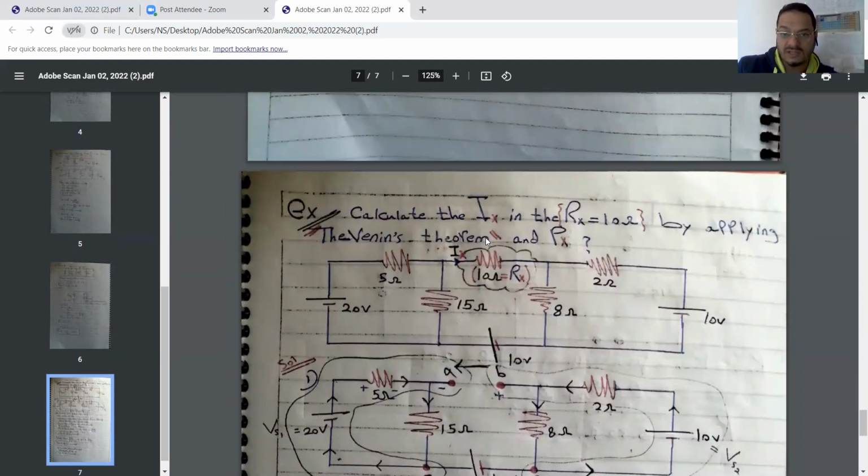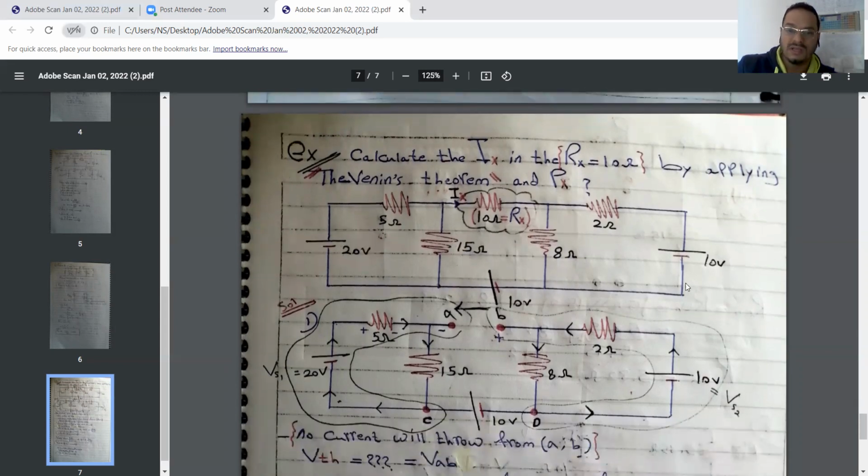Here we have another example. Calculate the IX in the load RX equal to 10 ohm. By applying the Thevenin theorem, at first we will ignore this load, this device, and put here A and B. After that, we will have just two independent voltage sources, and all of them will be open circuit. After that, we will try to calculate the Thevenin resistance because it's important to be able to calculate the Thevenin voltage.